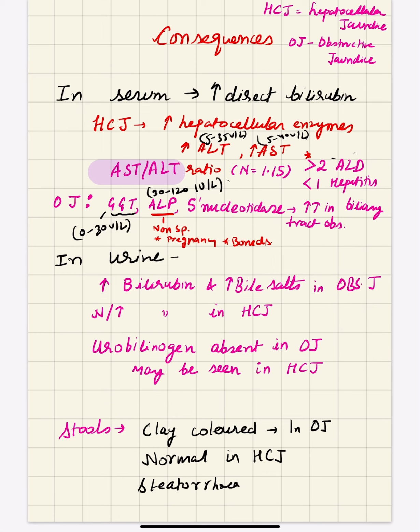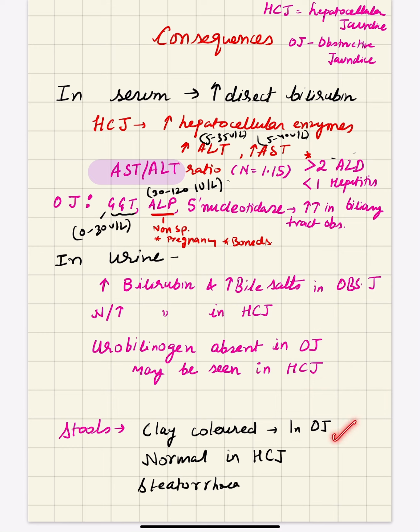So there is increased conjugated bilirubin in the blood, and since that is water soluble, it will come out in the urine. So in obstructive jaundice, you will get a lot of bilirubin and bile salts in the urine. Now in hepatocellular jaundice, urobilinogen may be seen in some amounts in the urine because a limited amount of conjugation is taking place and there is no obstruction. So it may be seen in hepatocellular jaundice. This you have to understand.